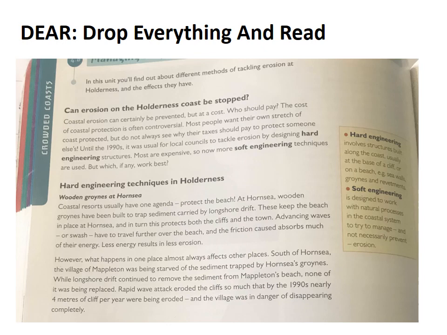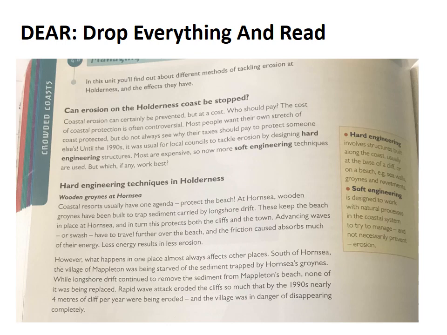Hard engineering techniques at Holderness. Wooden groins at Hornsea. Coastal resorts usually have one agenda: protect the beach. At Hornsea, wooden groins have been built to trap sediment carried by longshore drift. These keep the beach in place at Hornsea, and in turn this protects both the cliffs and the town. Advancing waves or swash have to travel further over the beach, and the friction caused absorbs much of their energy. Less energy results in less erosion.